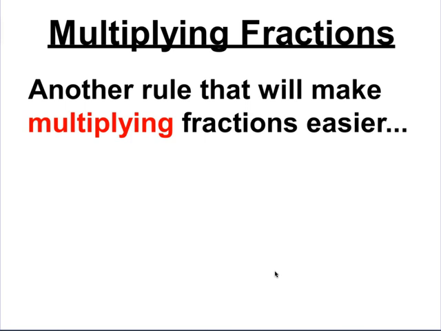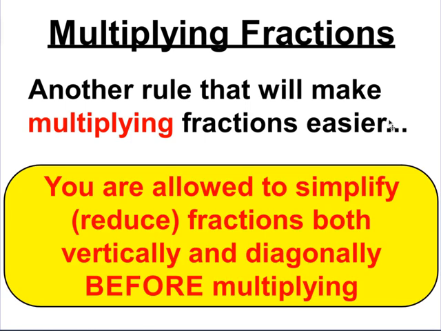Another rule that will make multiplying fractions easier is that you are allowed to simplify the fractions in the problem before you even start multiplying. And not only can you simplify a fraction going up and down with a numerator and denominator vertically, you can also simplify diagonally. So as long as you're taking one numerator and one denominator in a problem, you're allowed to simplify it like you would any fraction. So you're going to see some examples of that in the video today.